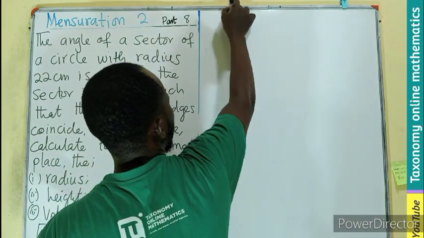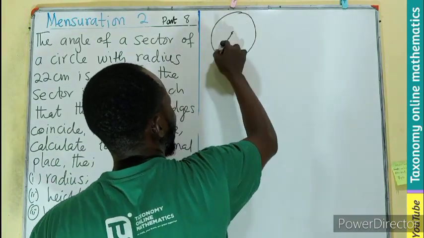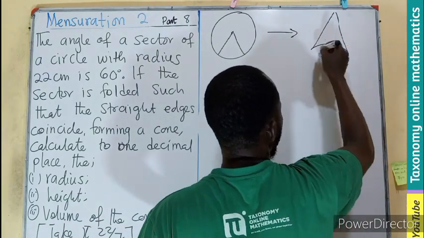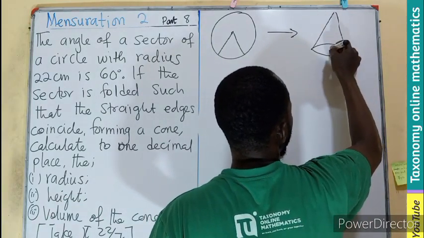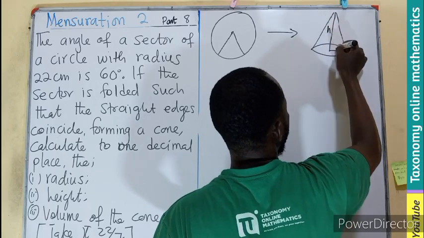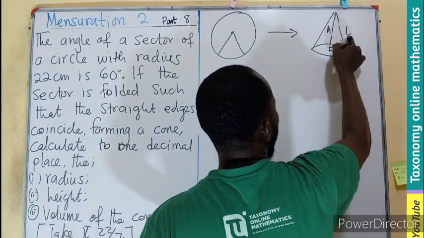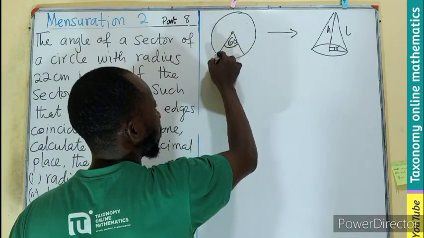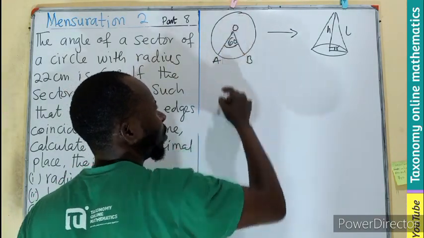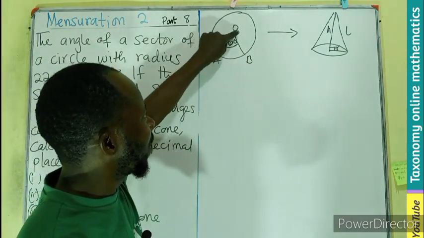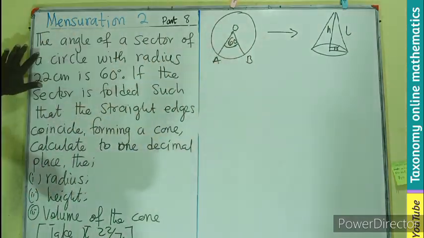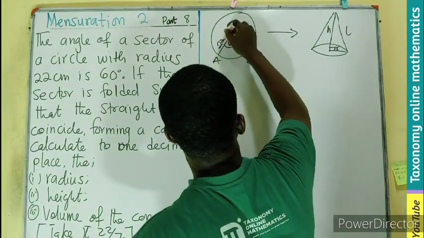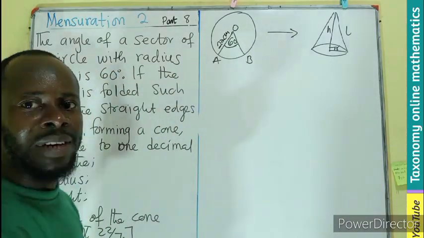Let's make a sketch of that. The sector which has been removed to form the cone. This is the height, the radius, the slant height. The angle will be 60 degrees. Okay, so we can see that the radius here, which the question gave us, is 22. So our 22 centimeters is there.